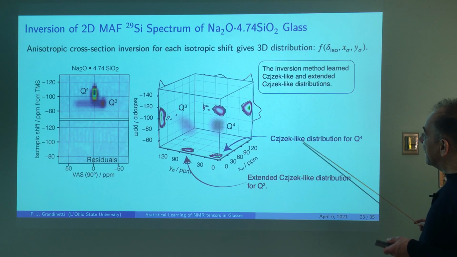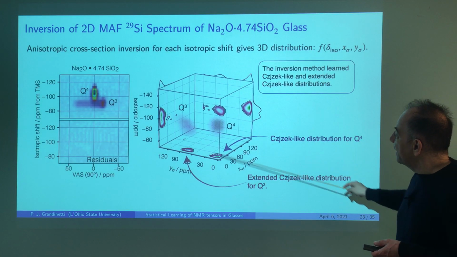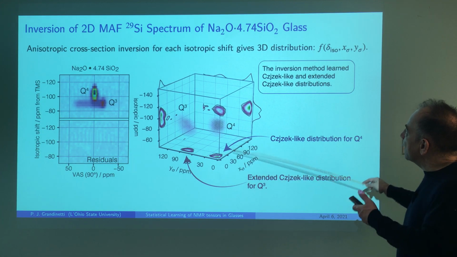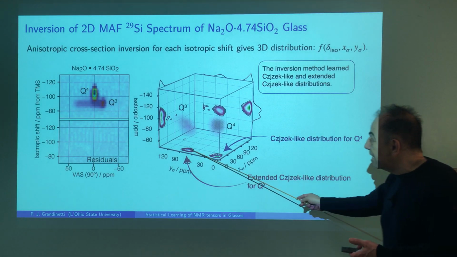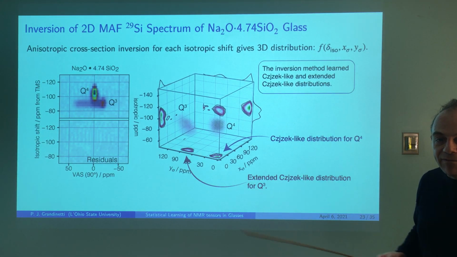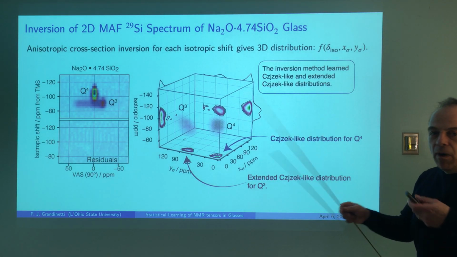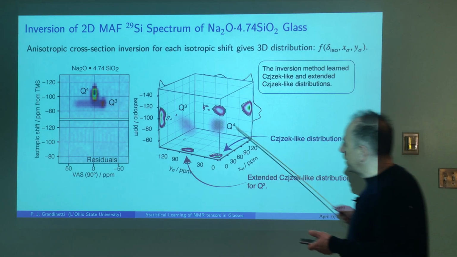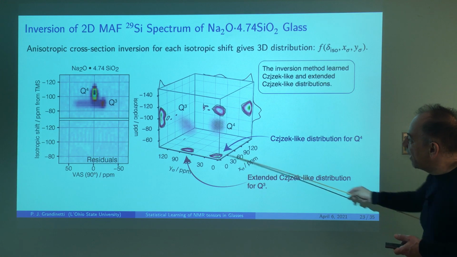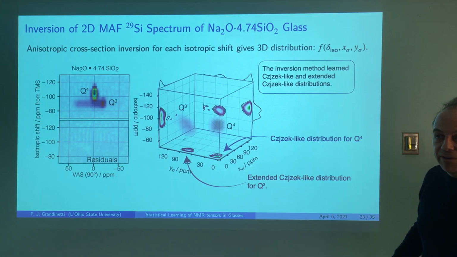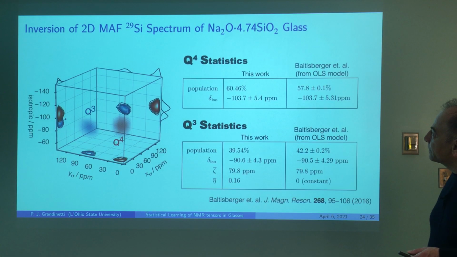What's really fascinating is that you can see in this that the method actually learns about distributions that are CZSimple-like and even extended CZSimple-like. So we didn't have to use any explicit CZSimple model to fit the glass. The approach was able to look at the glass spectrum and find distributions that actually turn out to be very much like a CZSimple distribution.